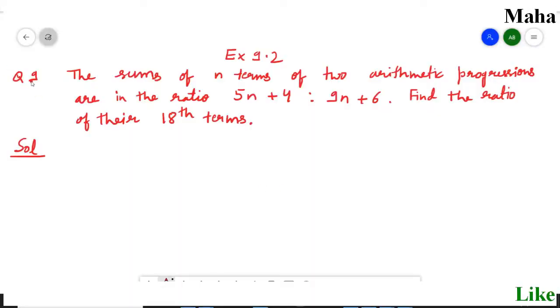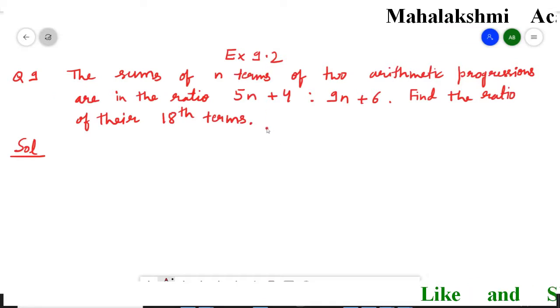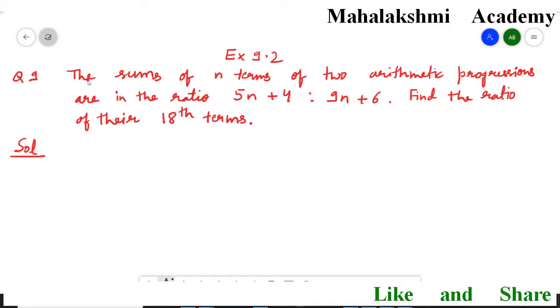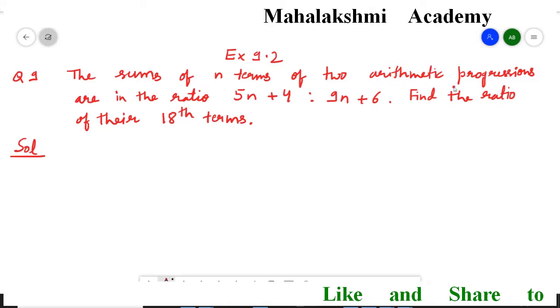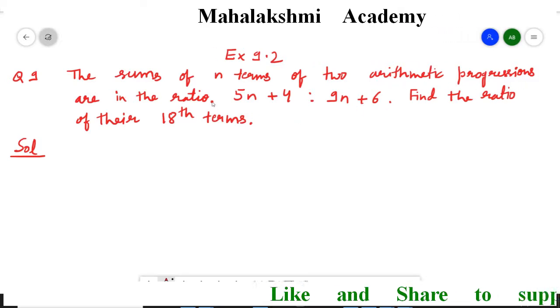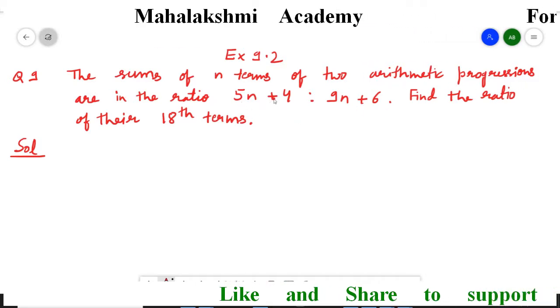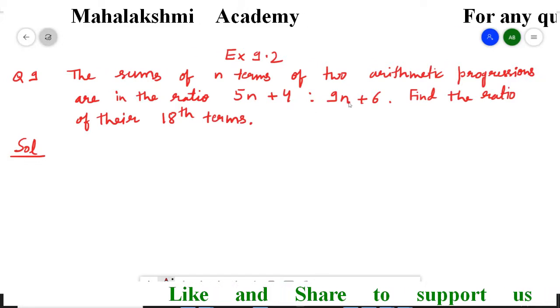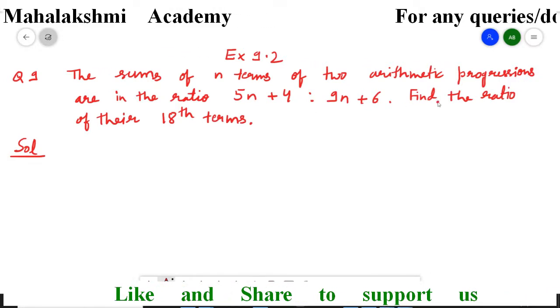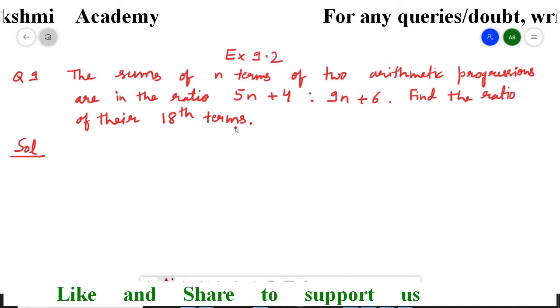Hello everyone, I am going to explain question number 9 from exercise 9.2, and this question belongs to 11th class maths. The sums of n terms of two arithmetic progressions are in the ratio 5n plus 4 to 9n plus 6. Find the ratio of their 18th terms.